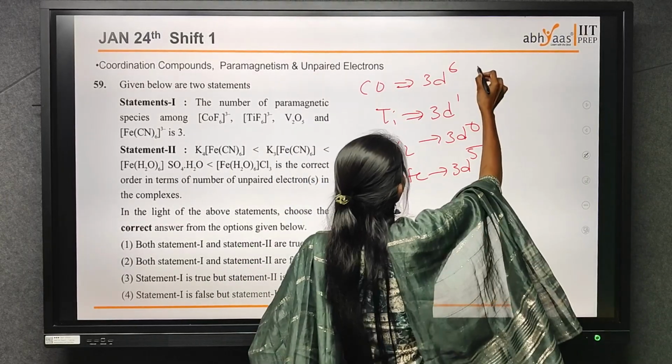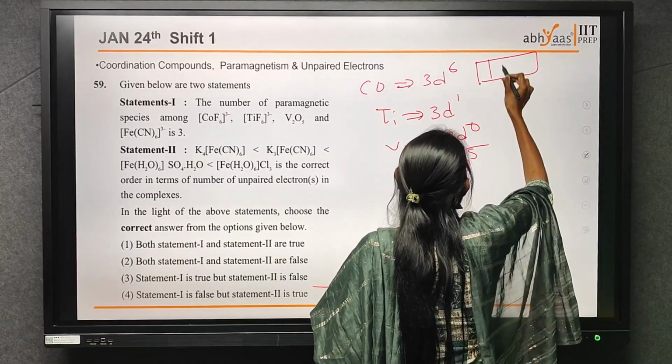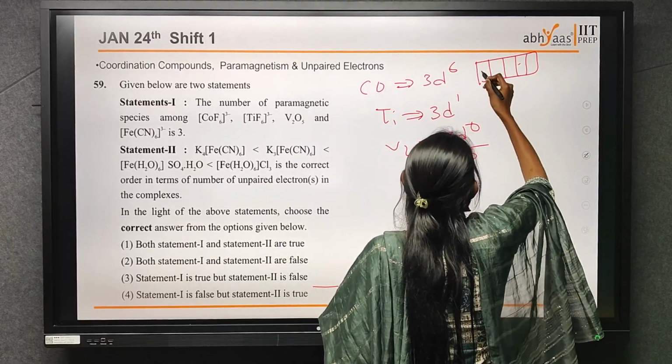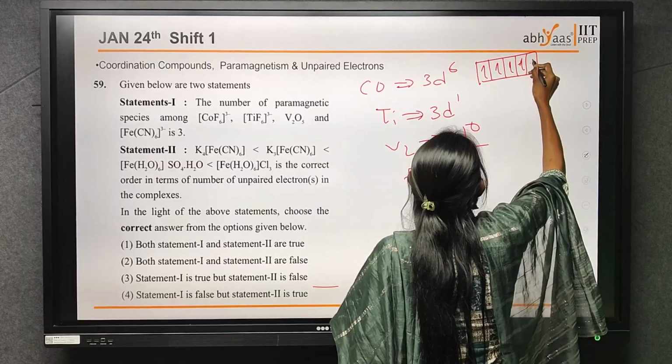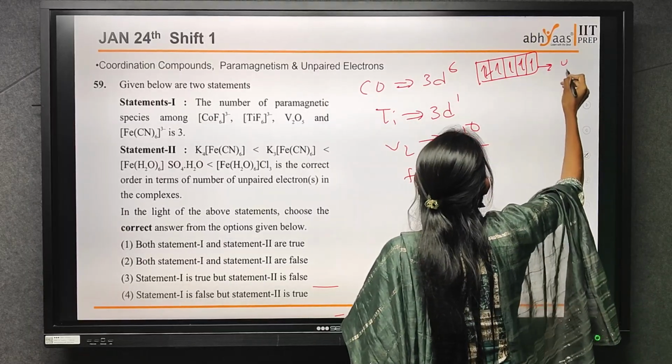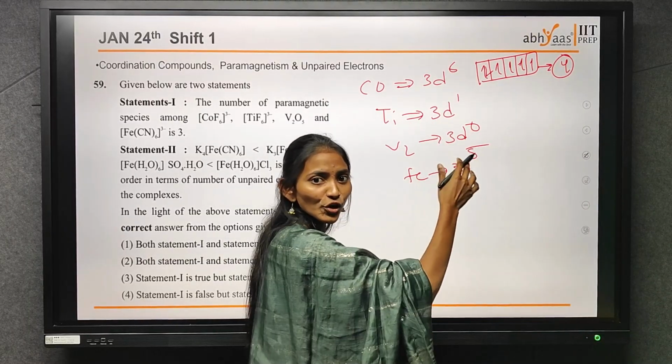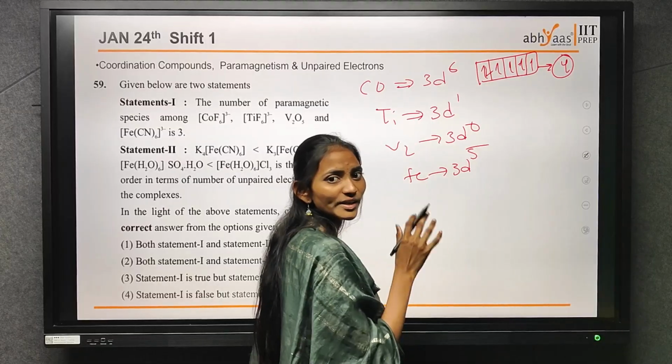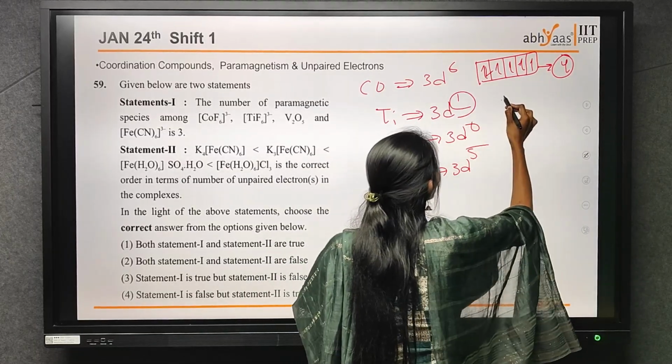See here, we are having d6. Right? 1, 2, 3, 4, 5. 1, 2, 3, 4, 5, 6. How many unpaired do we have here? 4. Right? And moving on to this, titanium 3d1. That means here we are having only one paramagnetic.